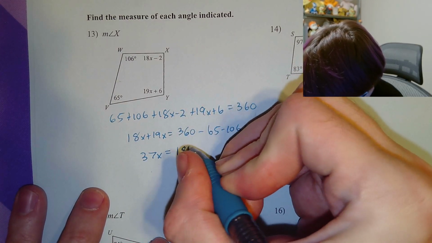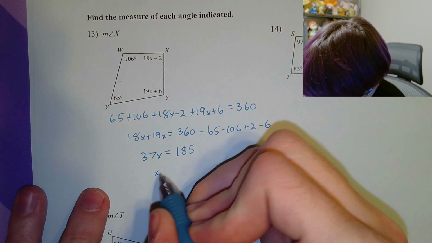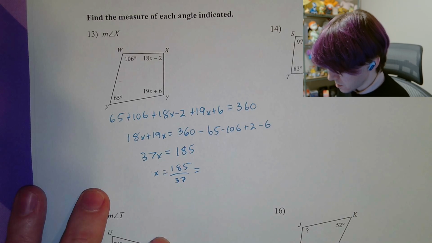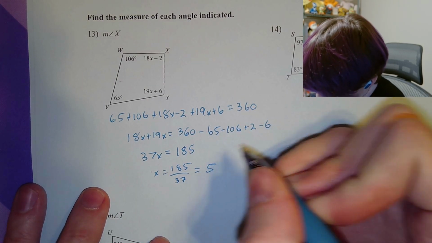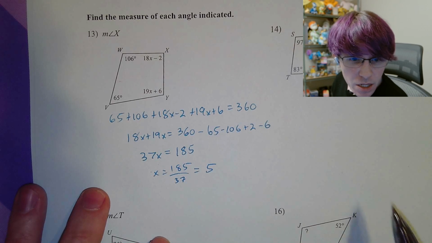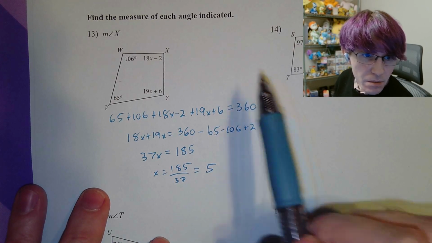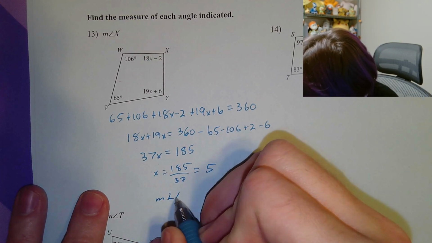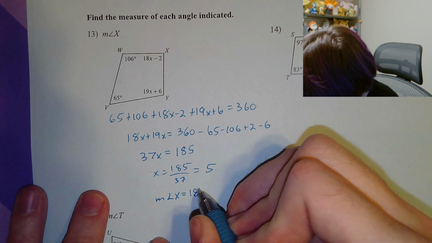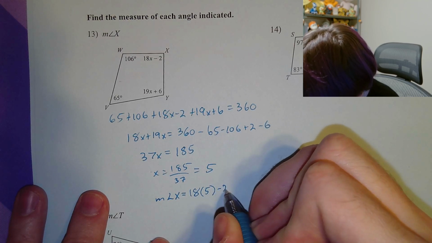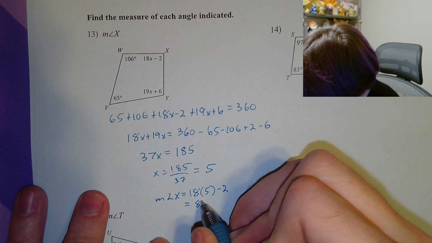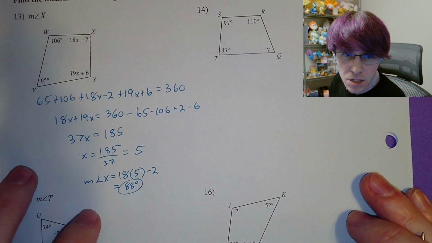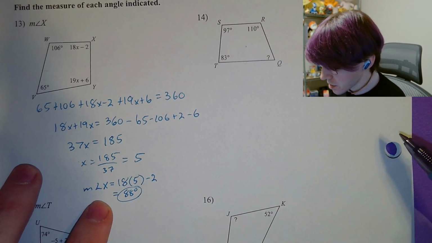And then we're going to divide both sides by 37. So x is 185 over 37, which is, in fact, equal to exactly 5. Last but not least, you got to take this answer of 5 and plug it back in up here for the measure of angle x. So the measure of angle x is equal to 18 times 5 minus 2, and that's going to be 88 degrees. Moving on to question 14 is a lot easier because there's no x to solve for.